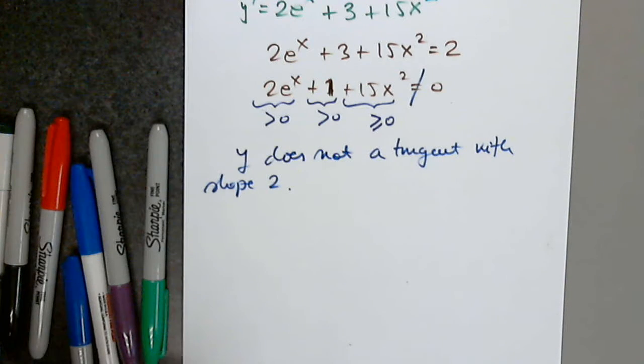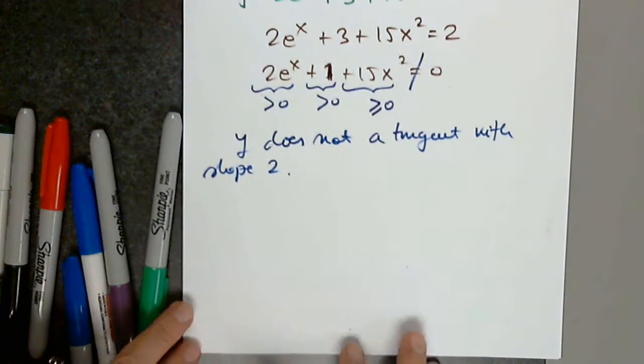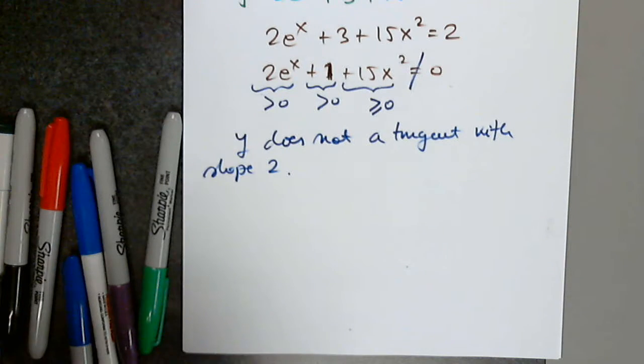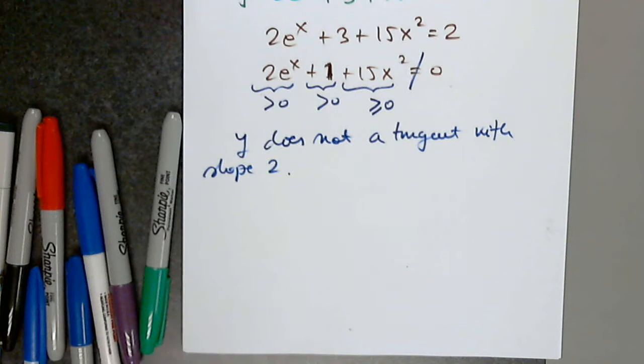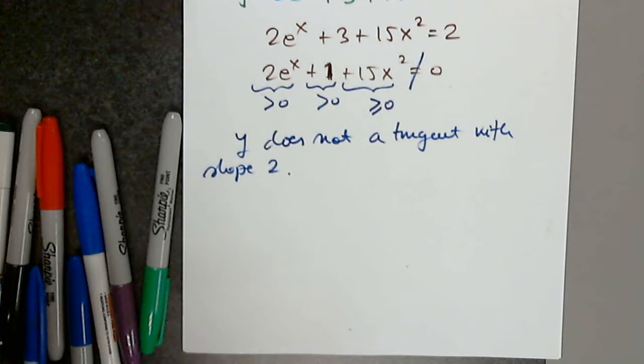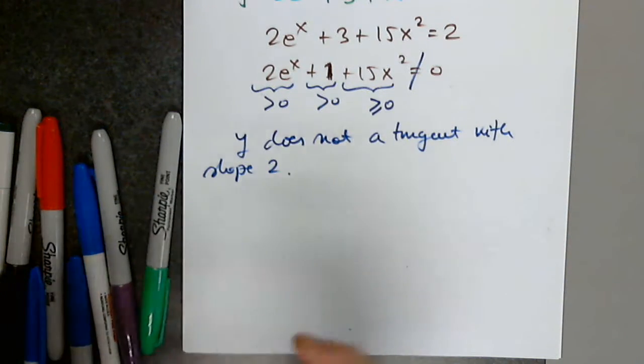Is this okay? Good, very good question. Nobody could see what I was writing. Sorry about that. So y does not have a tangent with slope 2. Very good. That is the easiest thing to see. Or you graph the function. Yes, 31.